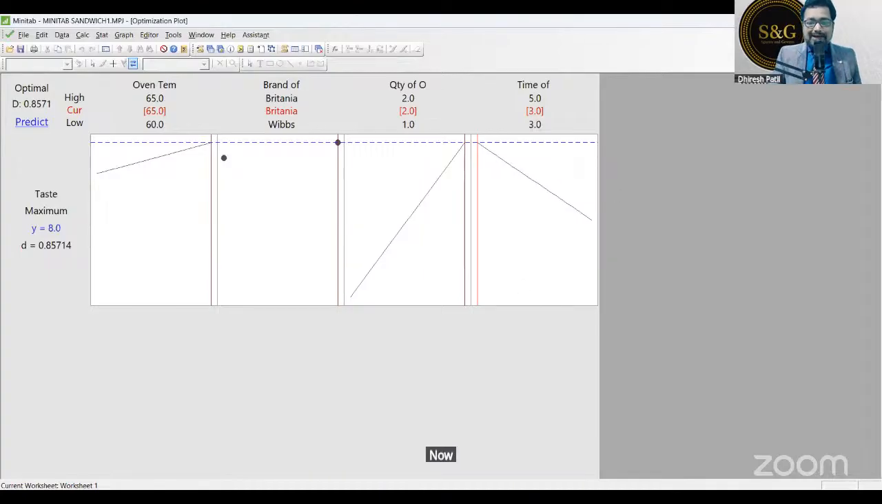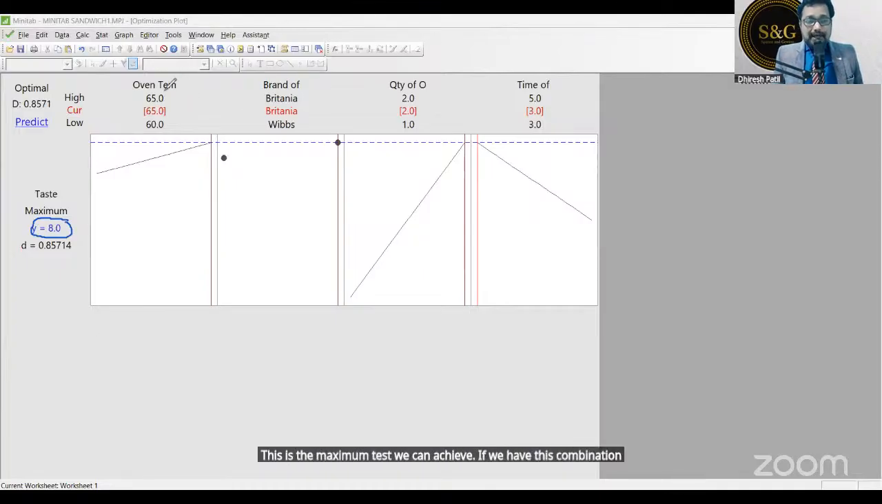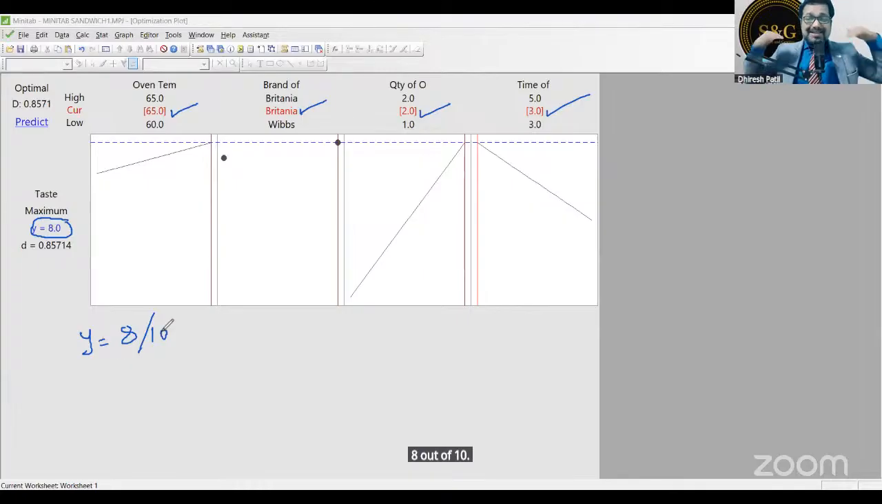Now just try to understand what it is. Why is 8 here? This is the maximum taste we can achieve if we have this combination in red. If we keep the oven temperature at 65, use the brand of bread Britannia, the quantity of onion at 2 pieces, and the time of cooking at 3 minutes, we will get the best Y, which is our test, 8 out of 10. This is the best test we can achieve.